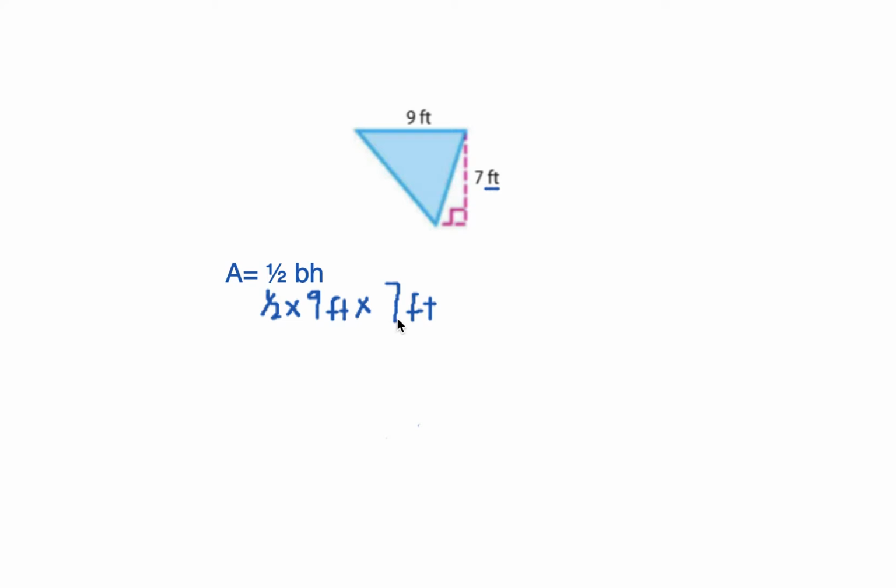Okay, now I can do half of 7, I could do half of 9, or I could multiply 9 times 7 and then take half. They're all being multiplied, so the order doesn't matter. Sometimes I might choose to do it one way because it's just easier. If I took half of 9, I get 4.5. I'm going to use a decimal here. I don't want to work with fractions. Feet.